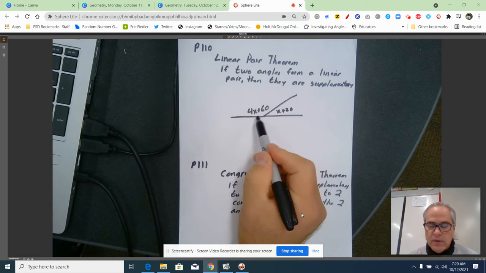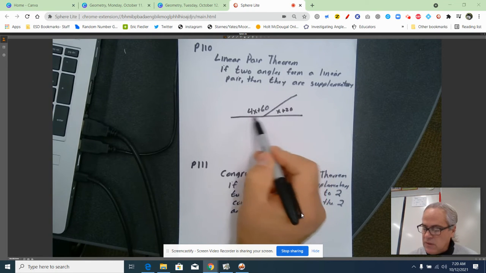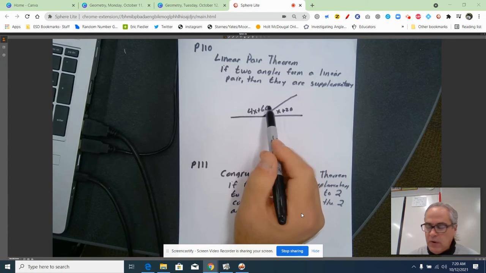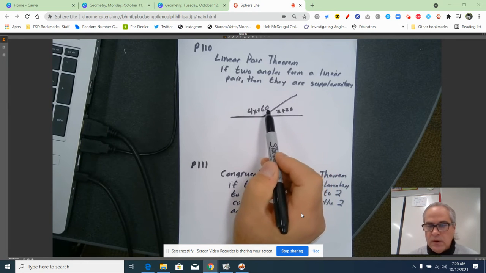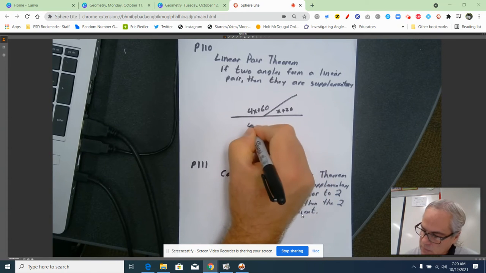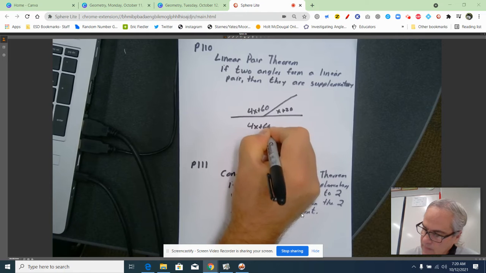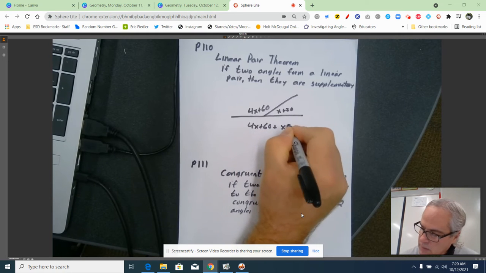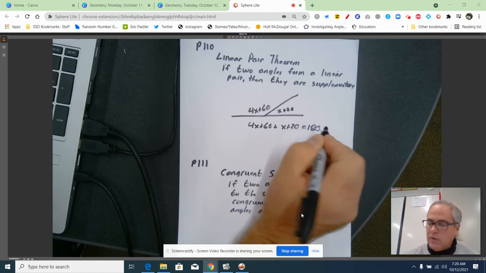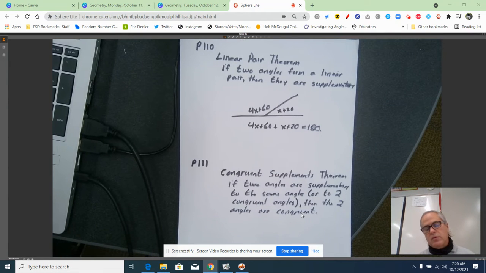Here's an example of a linear pair. Okay, adjacent and together they form a straight angle. Okay, so if they're a linear pair, which these are, then they are supplementary, which means that they add up to 180. So I can write an equation: 4x plus 60 plus x plus 20 is equal to 180. Here's an example of a theorem. And a theorem is something that can be proven that leads directly to an equation.